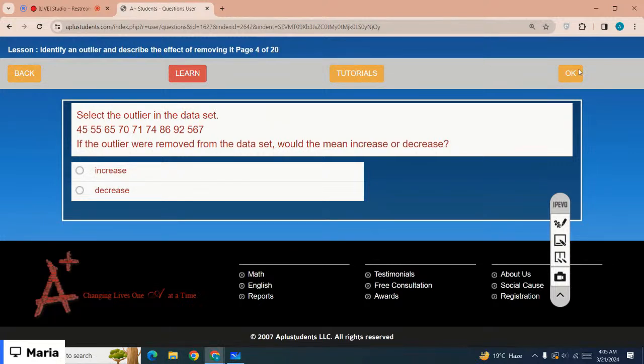Select the outlier in the given dataset. If the outlier were removed from the dataset, would the mean increase or decrease? So, which is the correct option?